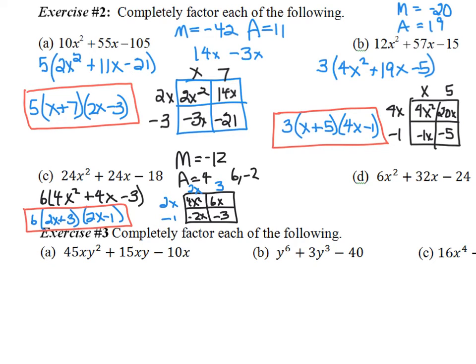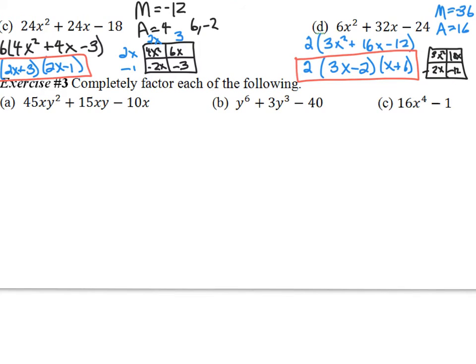Please take a few minutes to do exercise 2, part D, and then come back and check your answer with mine. Well, I got the final answer 2 times 3x minus 2 times x plus 6. My GCF was 2, so that left me with 3x squared plus 16x minus 12. I saw that I had to multiply to get negative 36 and add to get 16. So the combination that worked for me was a positive 18x and a negative 2x.